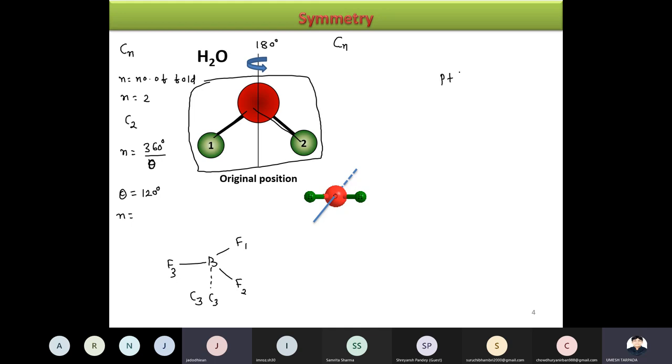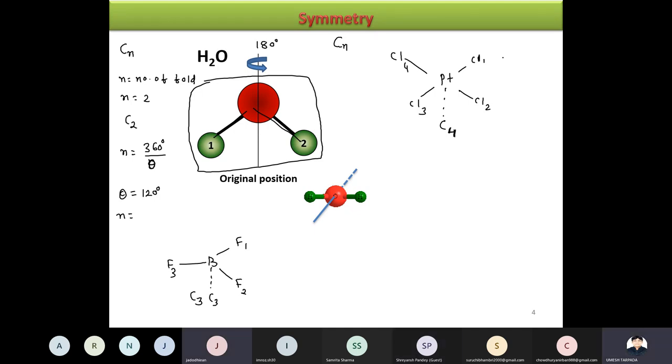Now here, into how many parts is the 360 circle divided in the case of PtCl4? Four. So what is this axis passing through platinum called? C4. Okay. Now you tell me, I want Cl1 in the position of Cl2. Then what angle of rotation is required? You have to shift Cl1 to the position of Cl2. So how much angle is needed?